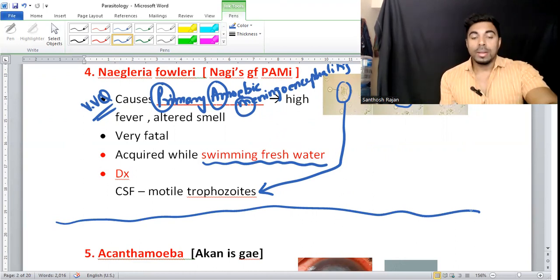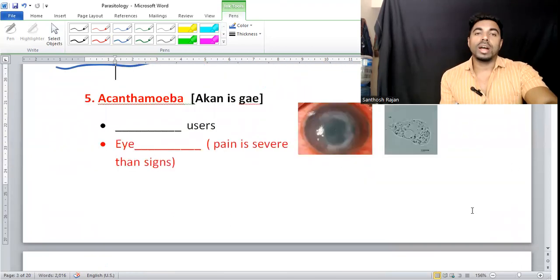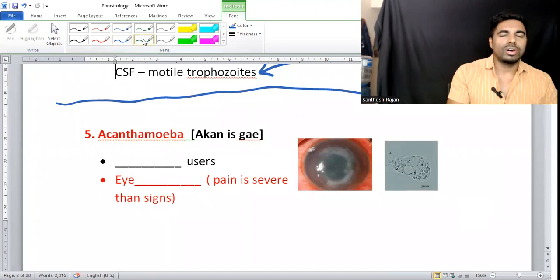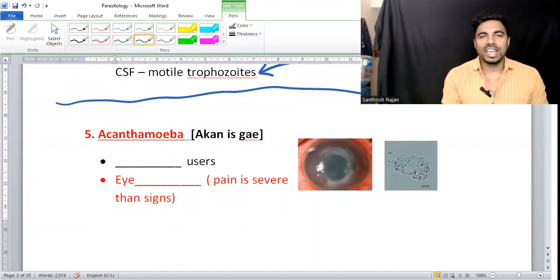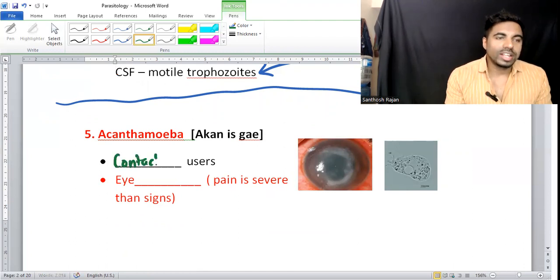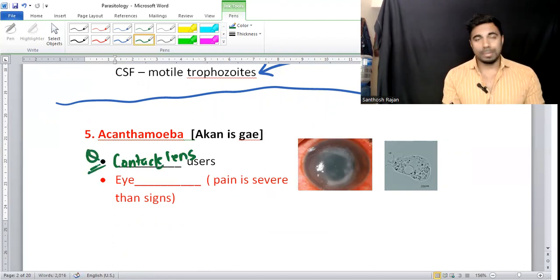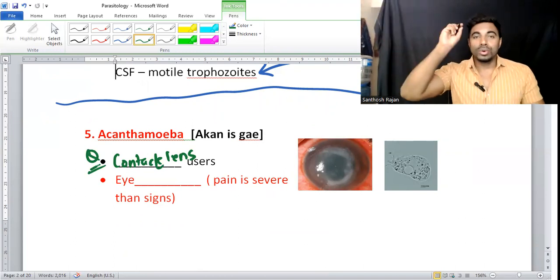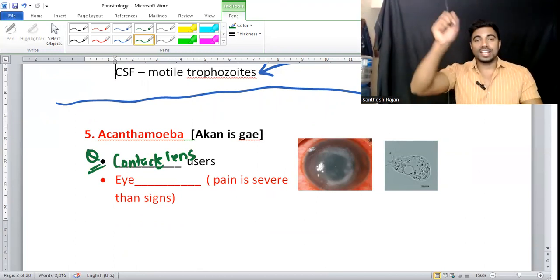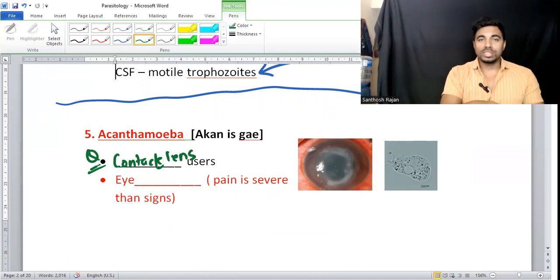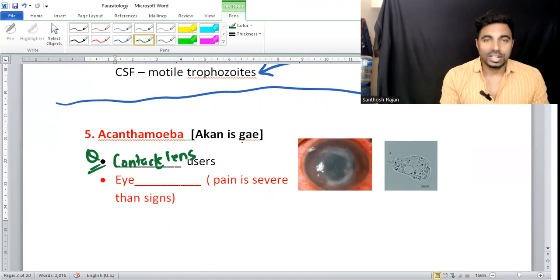Negi's girlfriend, but don't get confused with Acanthamoeba. Acanthamoeba, Acorn, or icon, whichever you want, is a GAE, G-A-E. What happened to Acorn? He used contact lens. If contact lens comes in the history, you will think about Acanthamoeba. In parasites it is Acanthamoeba; in bacteria, contact lens related is Pseudomonas aeruginosa. If they ask about a parasite related to contact lens, it is Acanthamoeba. Why GAE? Because it's granulomatous amoebic encephalitis. I'm going to write it now.